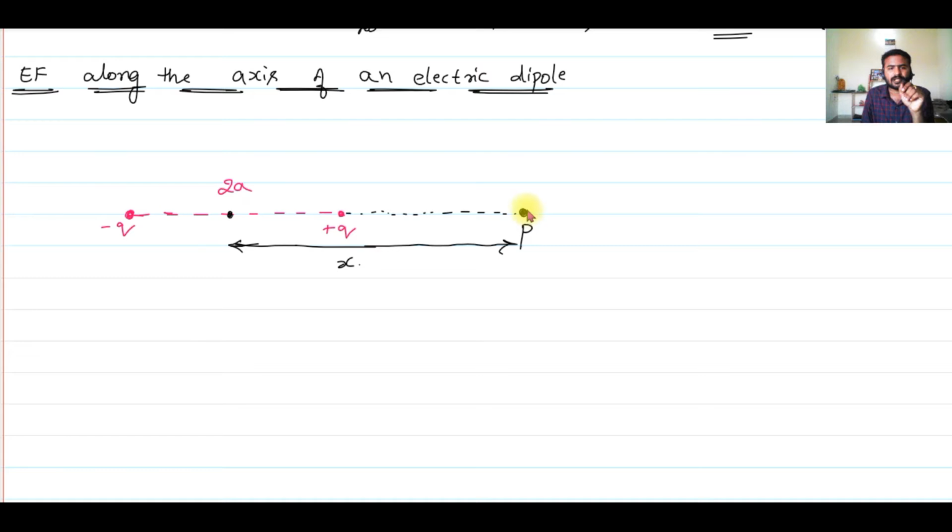And at that point, if I say the electric field due to this positive charge is E1, that will be in which direction? I've already told, the electric field due to positive charge will be radially outwards. Okay, at this point P, the electric field due to this charge will be radially outwards. That means it will be to the right. Okay, E1 is the electric field at this point due to positive charge, which will be radially outwards. And at the same point, the electric field due to this negative charge will be in which direction? Radially inwards, right? So it will be to the left.